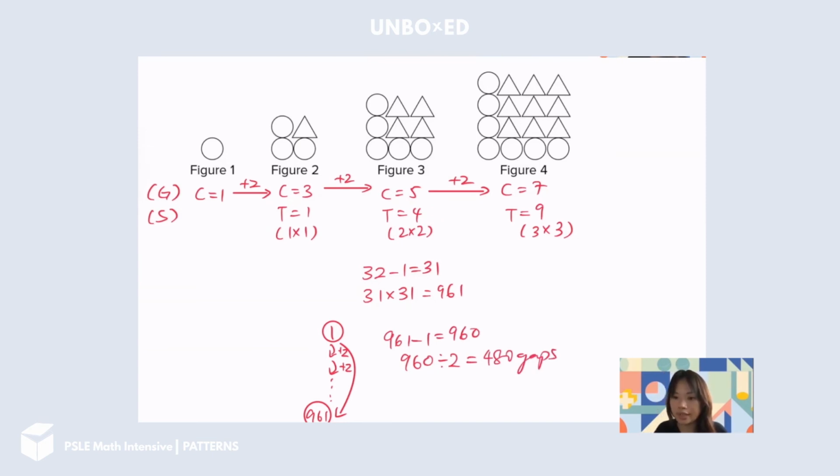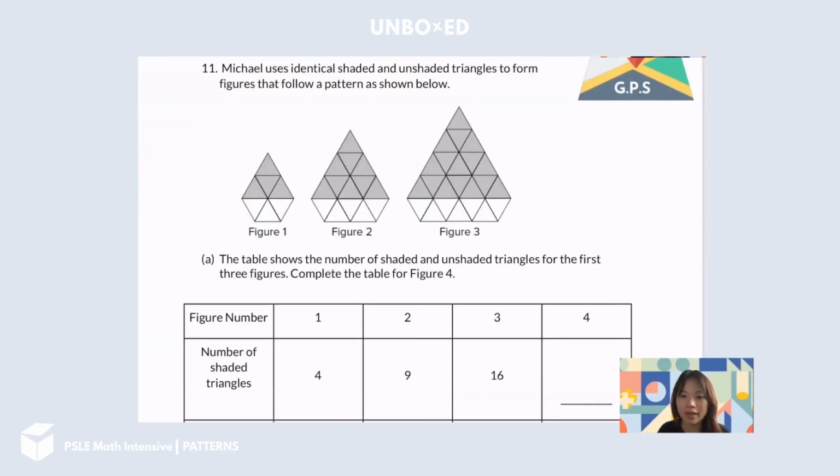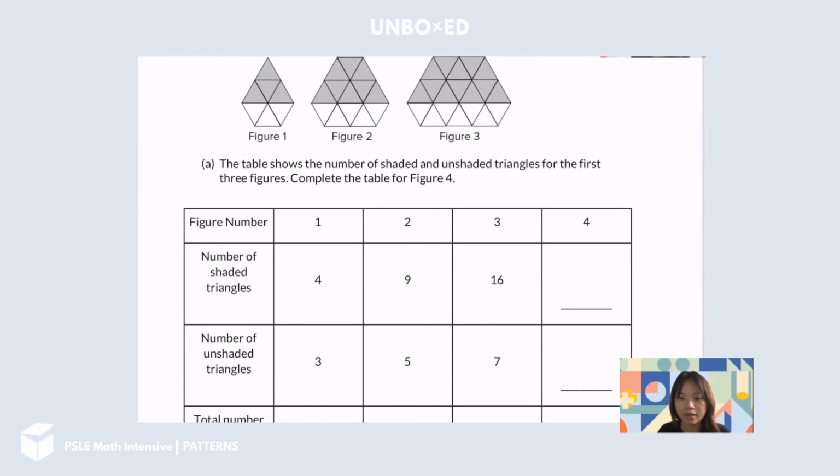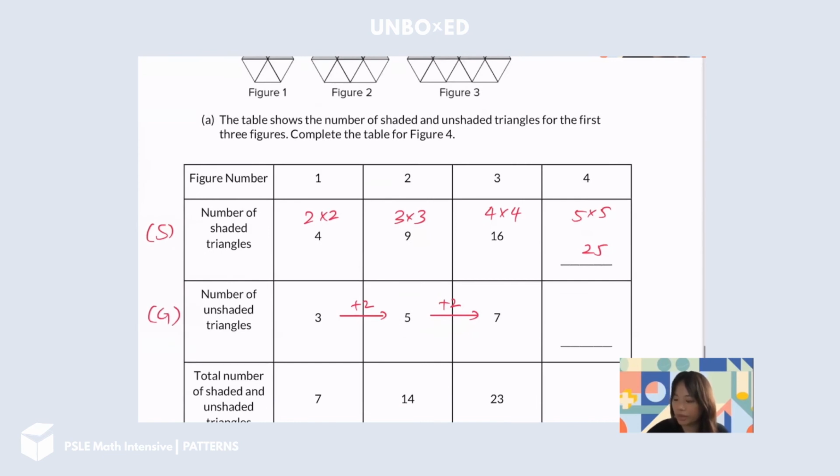So 480 gaps, how do you find the figure number? Someone else? Plus 1. Thank you. So 480 plus 1 gives me 481. Tell me what is the first concept that you think is needed? G, P, or S? S. Then this one plus 2, so gaps, correct. This one plus 2 also, 9.